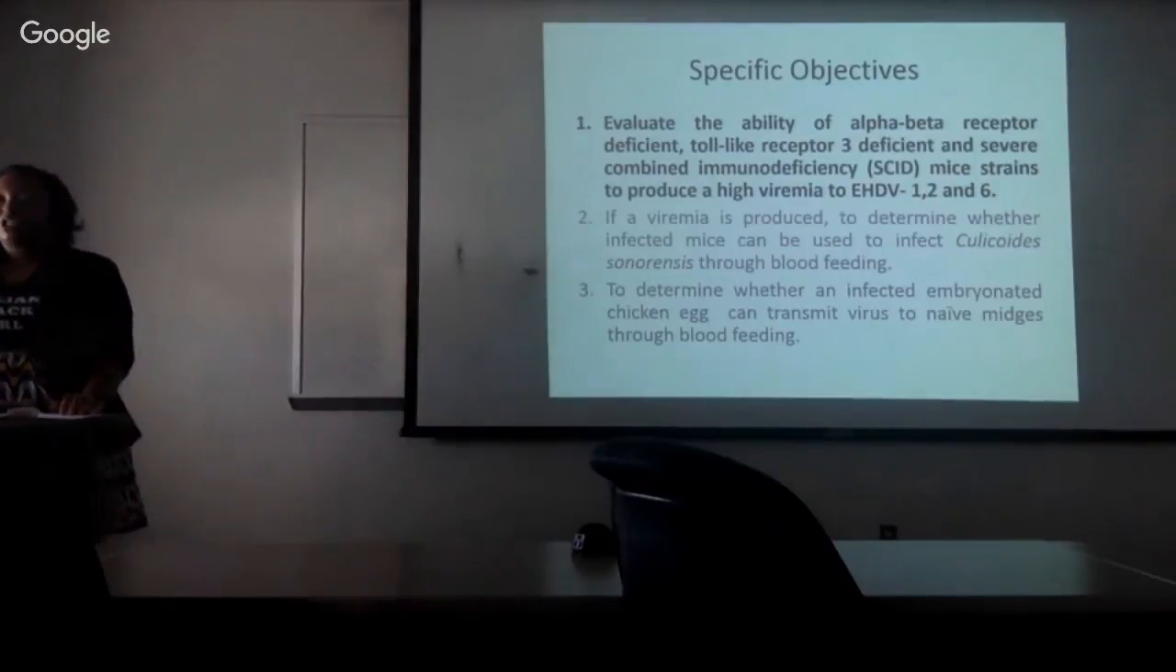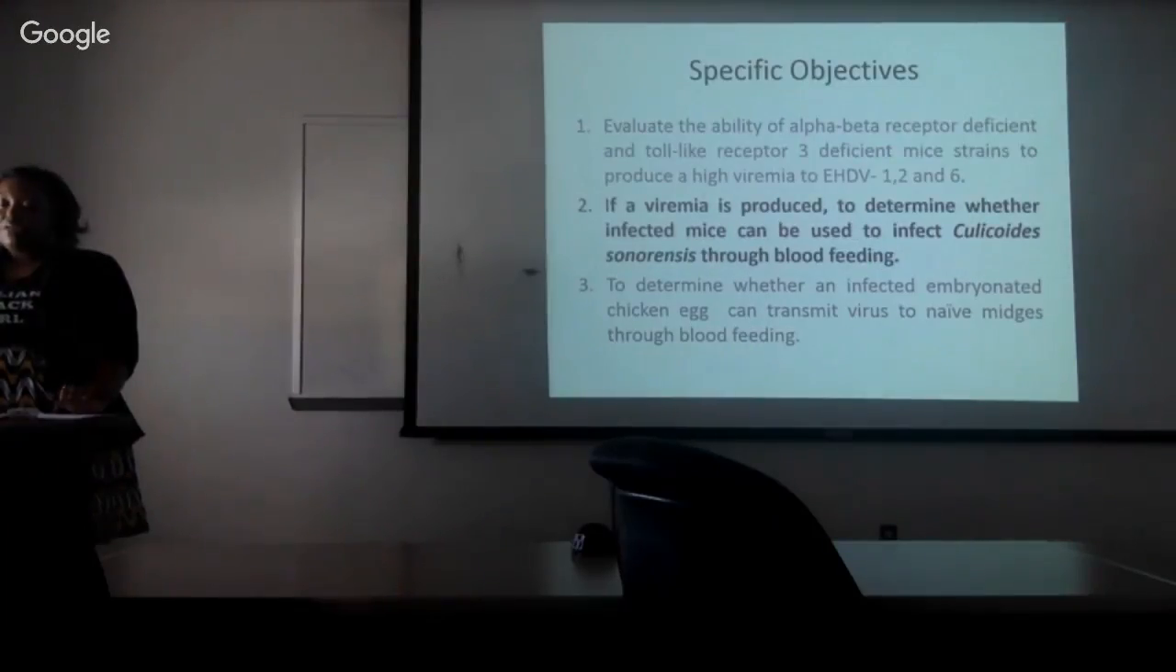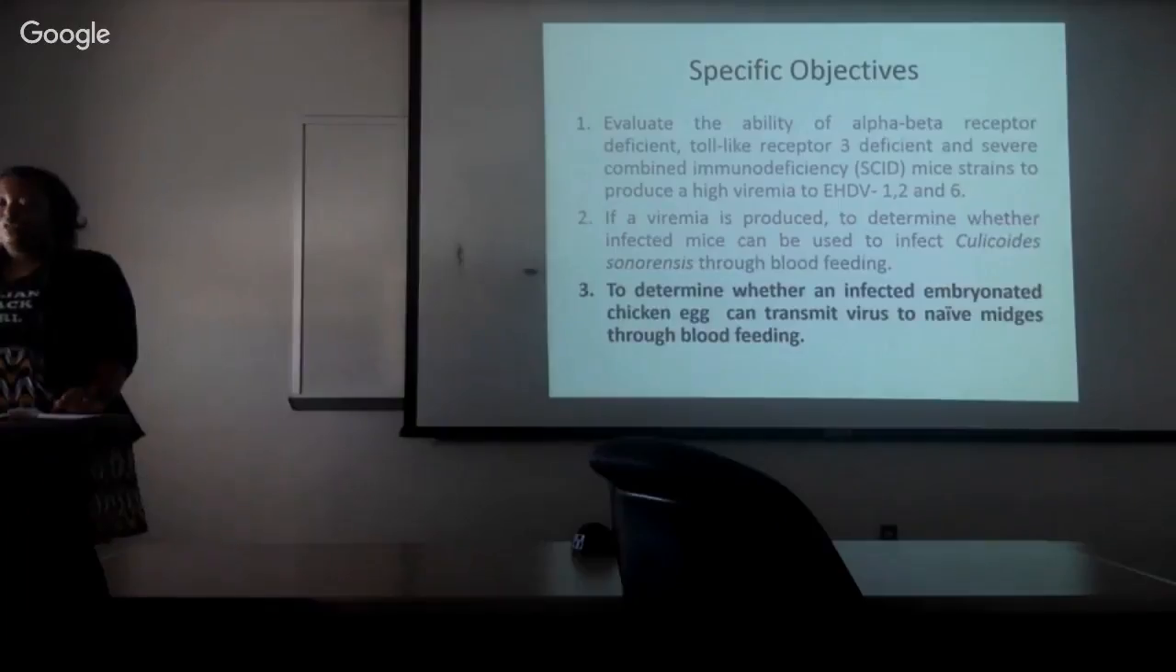So our first objective was to evaluate the ability of alpha beta receptor deficient and toll-like receptor 3 deficient mouse strains to produce a high viremia to EHDV 1, 2, and 6. If a viremia is produced, we would determine whether infected mice can be used to infect Culicoides sonorensis through blood feeding. And then we also wanted to determine whether an infected embryonated chicken egg can transmit virus to naive midges through blood feeding.